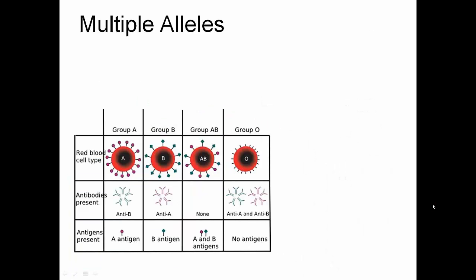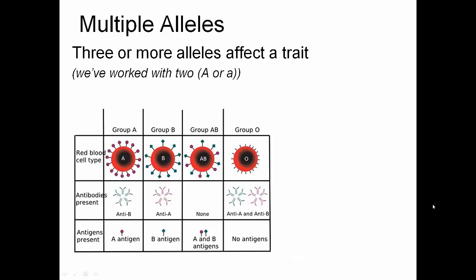Multiple alleles is your pattern number 2. Multiple alleles means 3 or more alleles affect a trait. So far we've looked at 2: capital A, lowercase a; capital T, lowercase t, etc. Some things like blood type are a little more complicated. Instead of big and little letters, they actually have 3 different options.